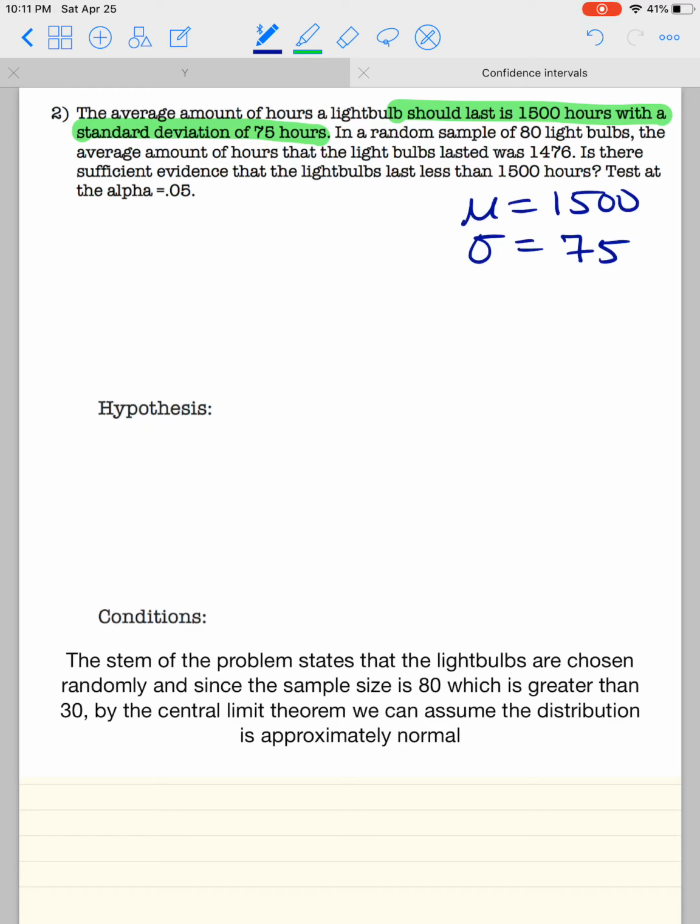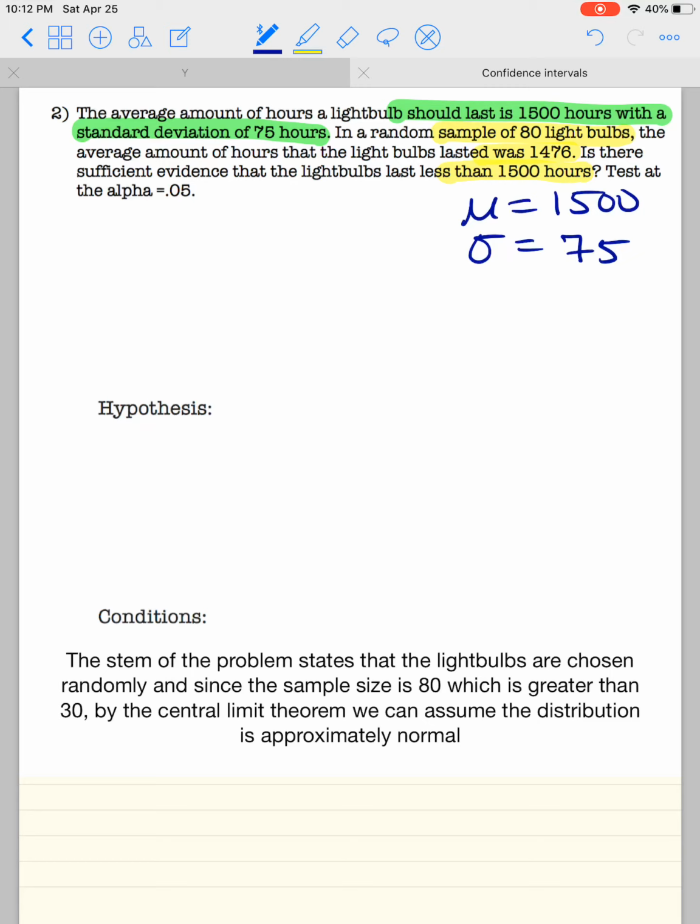So mu is 1500, sigma is 75. This automatically tells you that it's going to be a Z. In a random sample of 80 light bulbs, the average amount of hours that the light bulbs lasted was 1,476, even though they claimed it to be 1,500 hours. Is there sufficient evidence that the light bulbs last less than 1,500 hours? In this case, they want you to test it at 0.05.